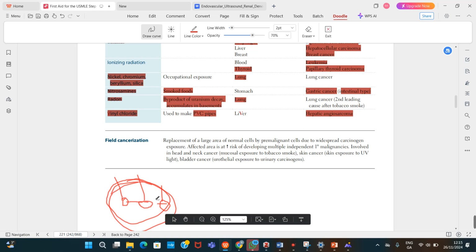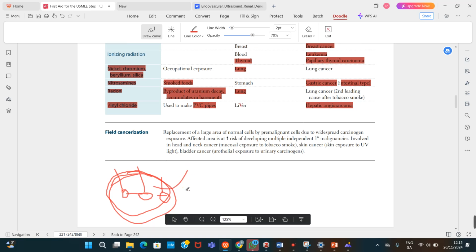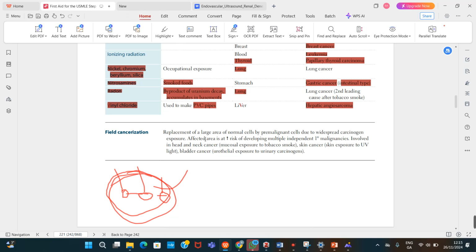So it's very common in the skin, and the most common example that they usually use is head and neck. So you cannot forget. Somebody develops squamous cell carcinoma of the mouth now, and later they start seeing some lesion developing elsewhere in the mouth. It is actually due to the concept of field cancerization, not usually metastasis. So don't pick metastasis in the question.